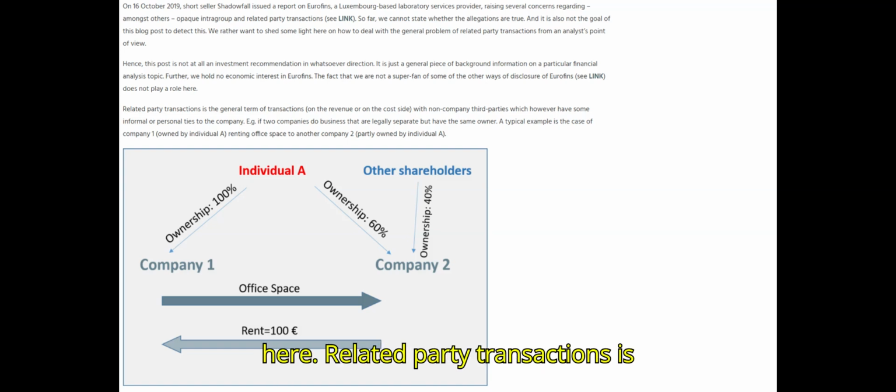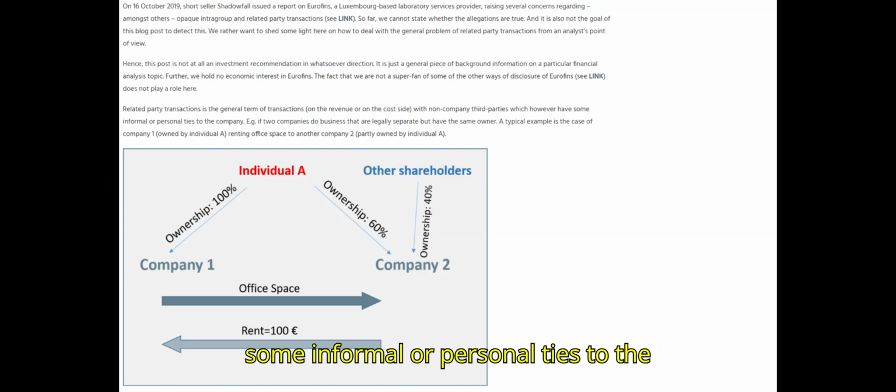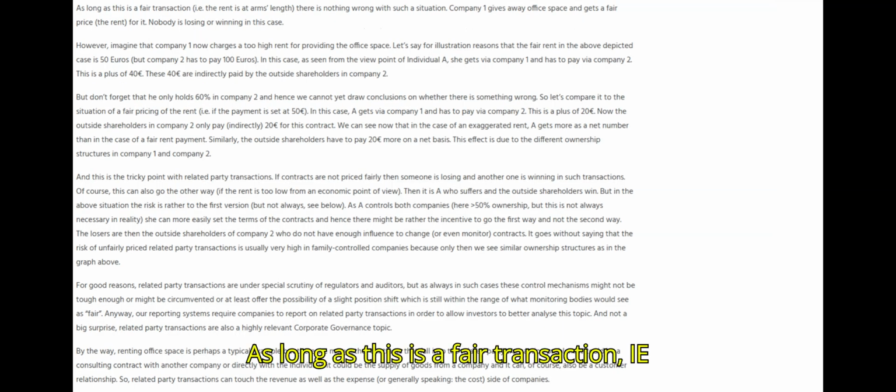Related party transactions is the general term for transactions, on the revenue or on the cost side, with non-company third parties which however have some informal or personal ties to the company. E.g. if two companies do business that are legally separate but have the same owner. A typical example is the case of Company 1, owned by individual A, renting office space to another Company 2, partly owned by individual A. As long as this is a fair transaction, i.e. the rent is at arm's length, there is nothing wrong with such a situation. Company 1 gives away office space and gets a fair price, the rent, for it. Nobody is losing or winning in this case.